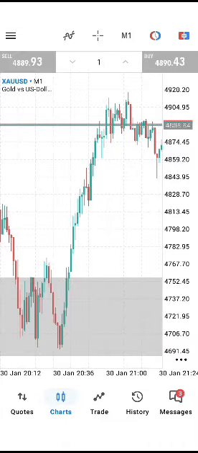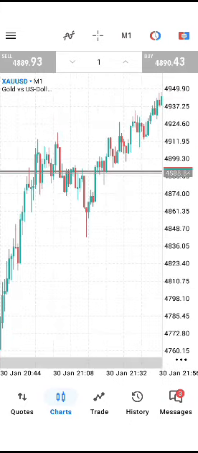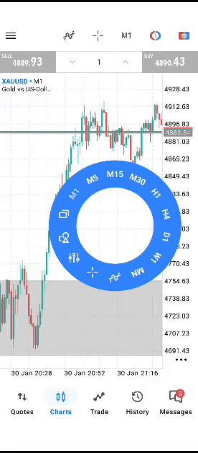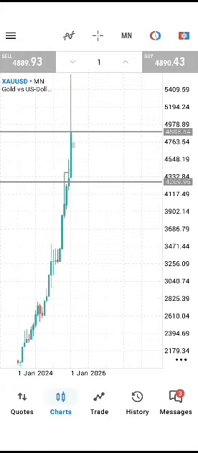If you want to start the analysis, what are you going to do? I told you that you start with the higher time frame, which is monthly. If you take a look at gold here, you can see that gold is coming from an all-time high. Gold has been very, very bullish throughout last year.